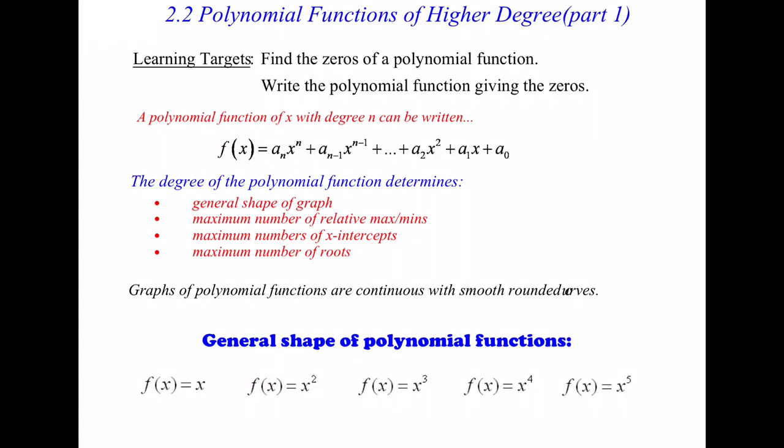This is part 1. We're going to talk about finding zeros of polynomials, which is a huge part of this chapter. We're also going to write polynomial functions given zeros. So the first thing is just to get through some of this terminology and what a polynomial is.